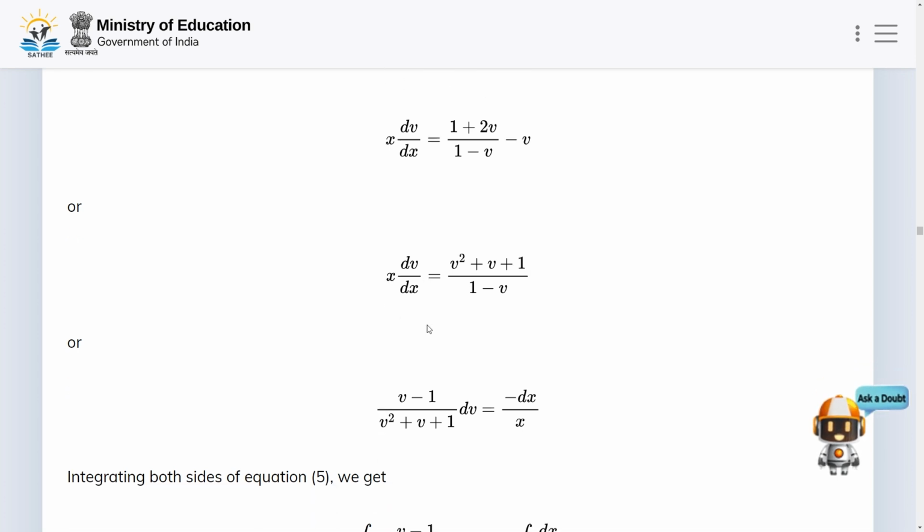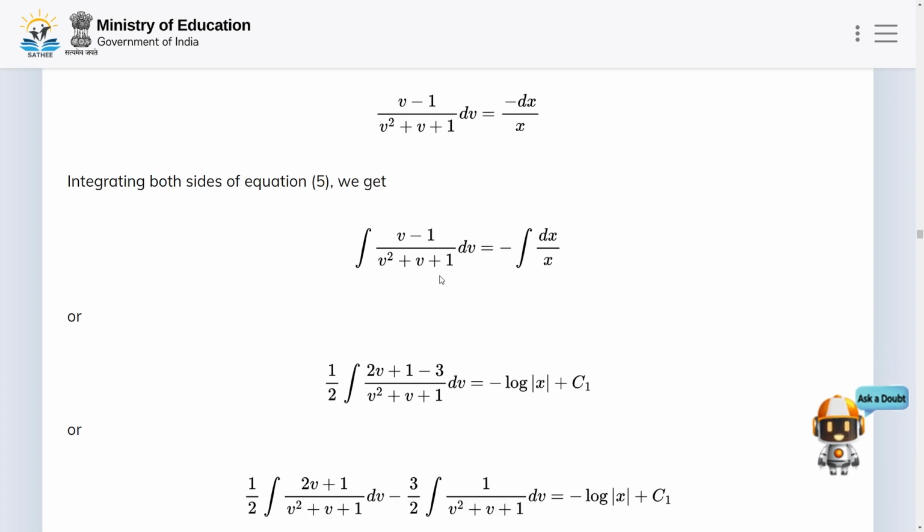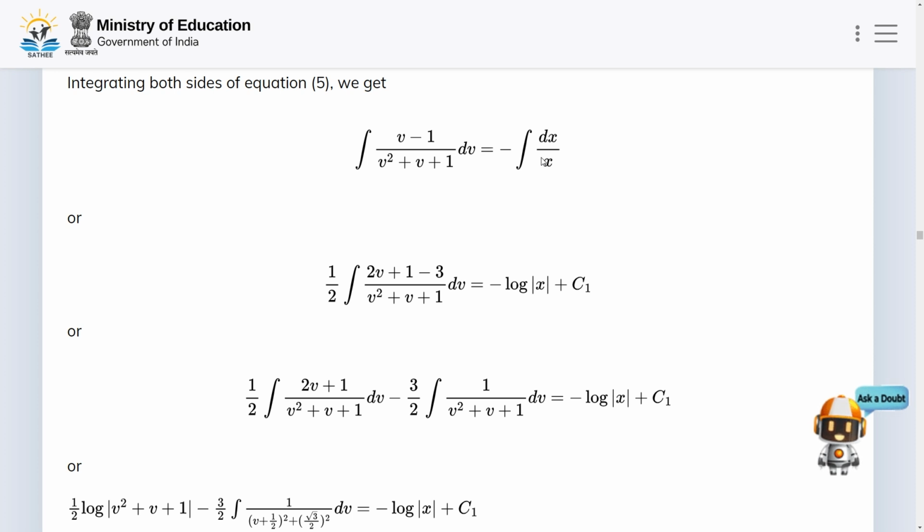Taking LCM, simplifying and cross multiplying, after applying variable separation you will get (v minus 1) divided by (v square plus v plus 1) dv is equal to minus dx by x. You can integrate this without any difficulty, but in order to integrate this you have to do some manipulation. Either you have to apply partial fractions, it depends. Let's see what we are going to do. The right side is just minus log mod x plus some constant.